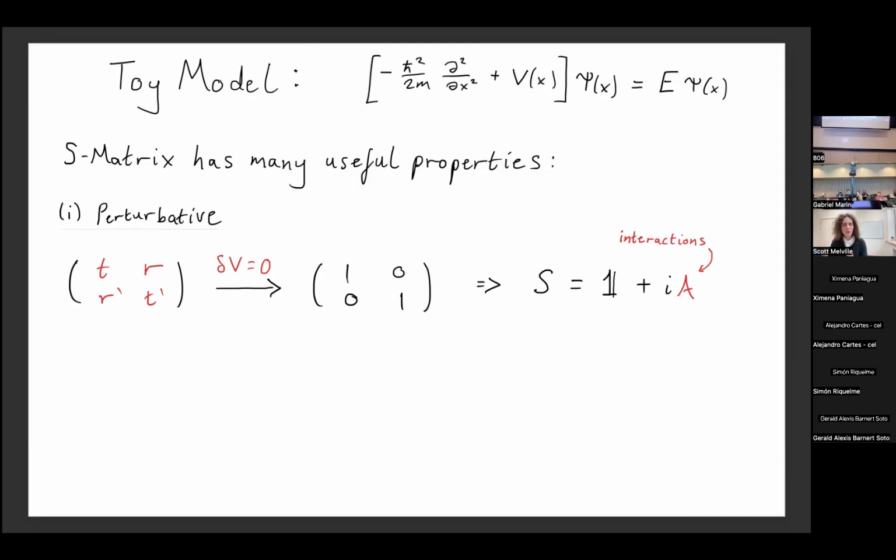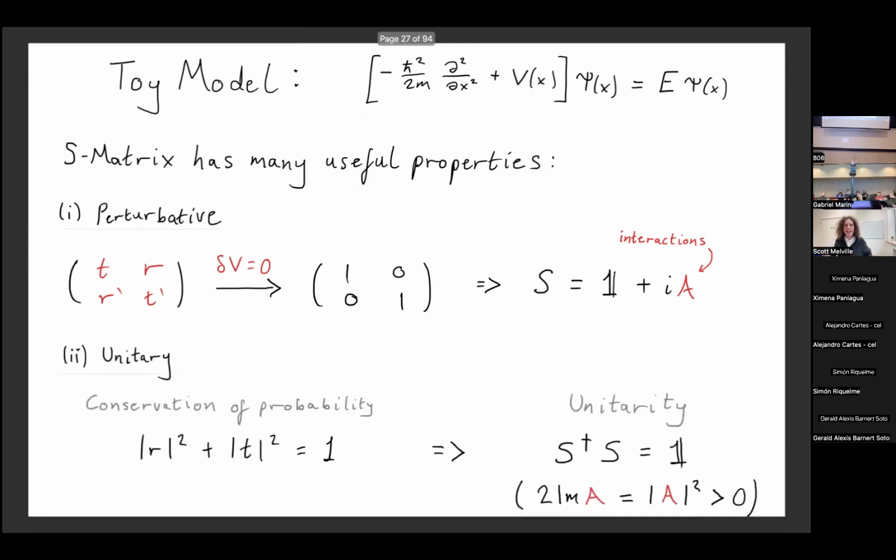So that's one useful property that this 2x2 matrix has. Another useful property is that it's a unitary matrix. The reason that it has to be a unitary matrix is if you think about what's happening to the total probability, if you add up the probability that you get reflected plus the probability you get transmitted, that has to be 1. And so if you take this 2 by 2 matrix and work out its product with its own conjugate, you find that it therefore has to be the identity matrix.